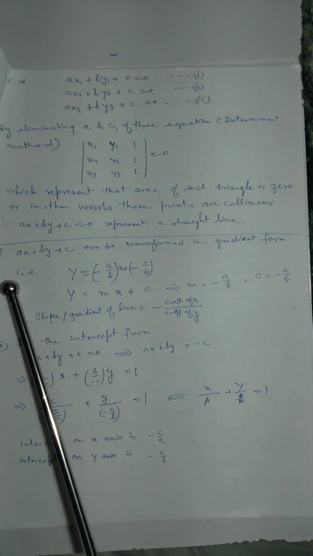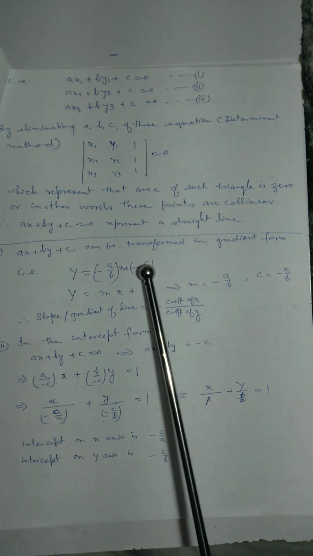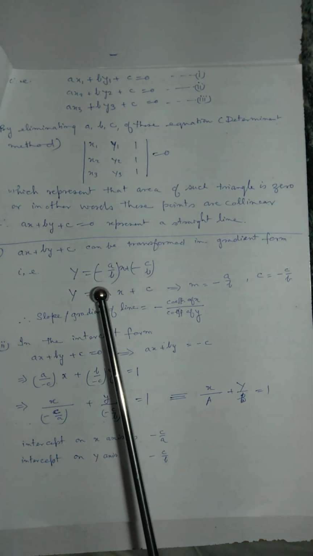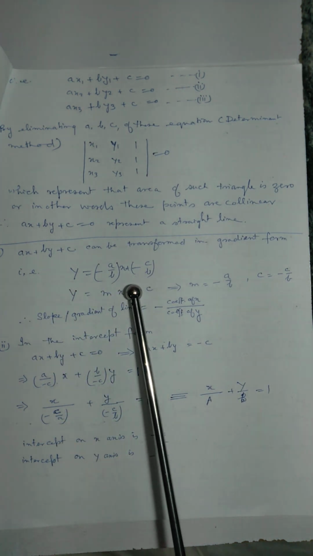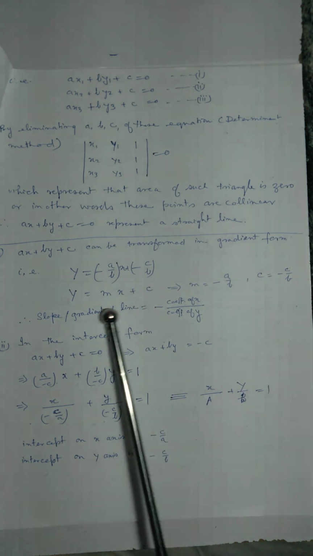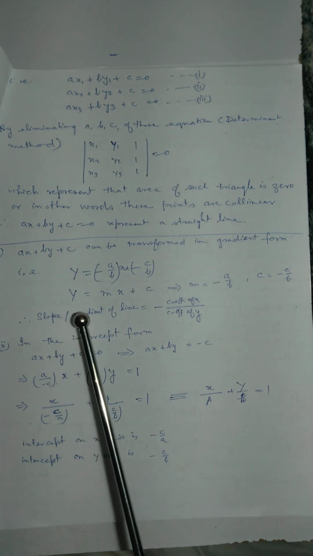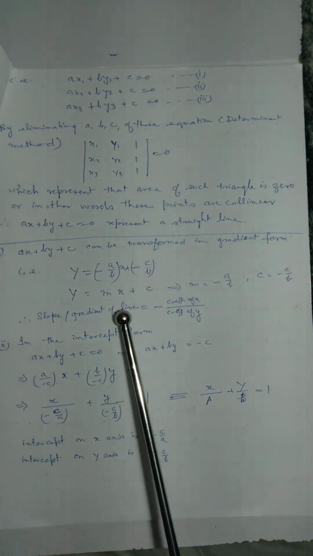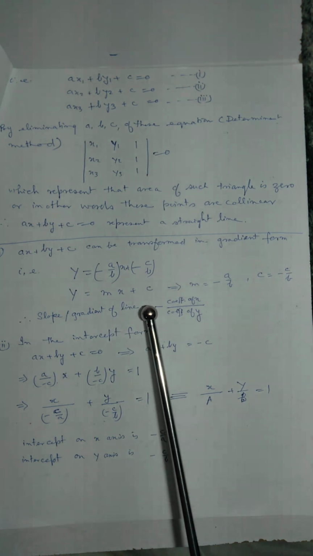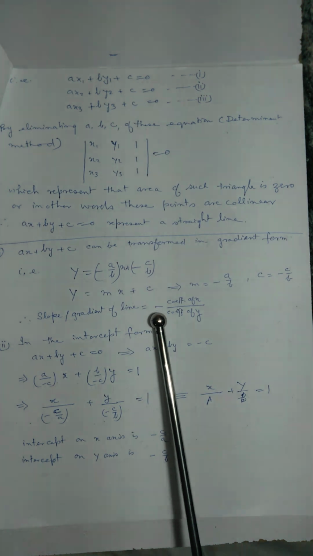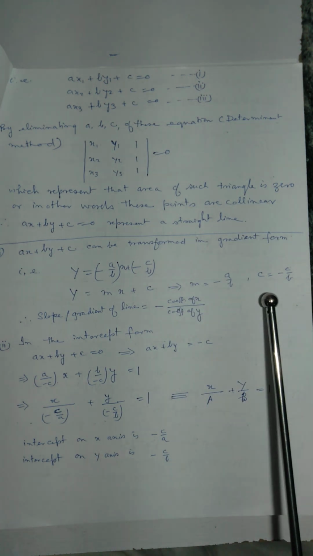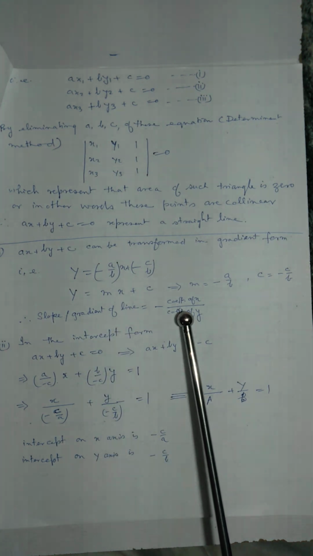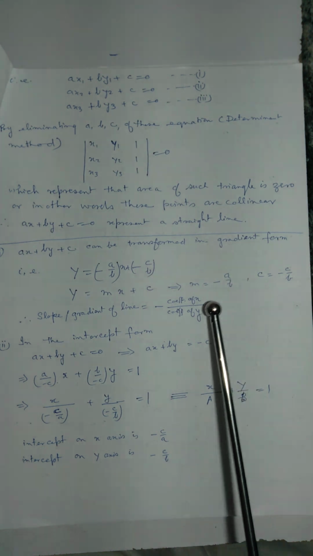First form: you see the ax plus by plus c can be transformed into the gradient form. That is y is equal to minus a by b x plus, in bracket, minus c by b. So just compare it, y is equal to mx plus c. So here m is equal to minus a by b, and c, the intercept on the y-axis, will be equal to minus c by b. The slope or the gradient of the line will be the coefficient of x upon the coefficient of y, with a minus sign.